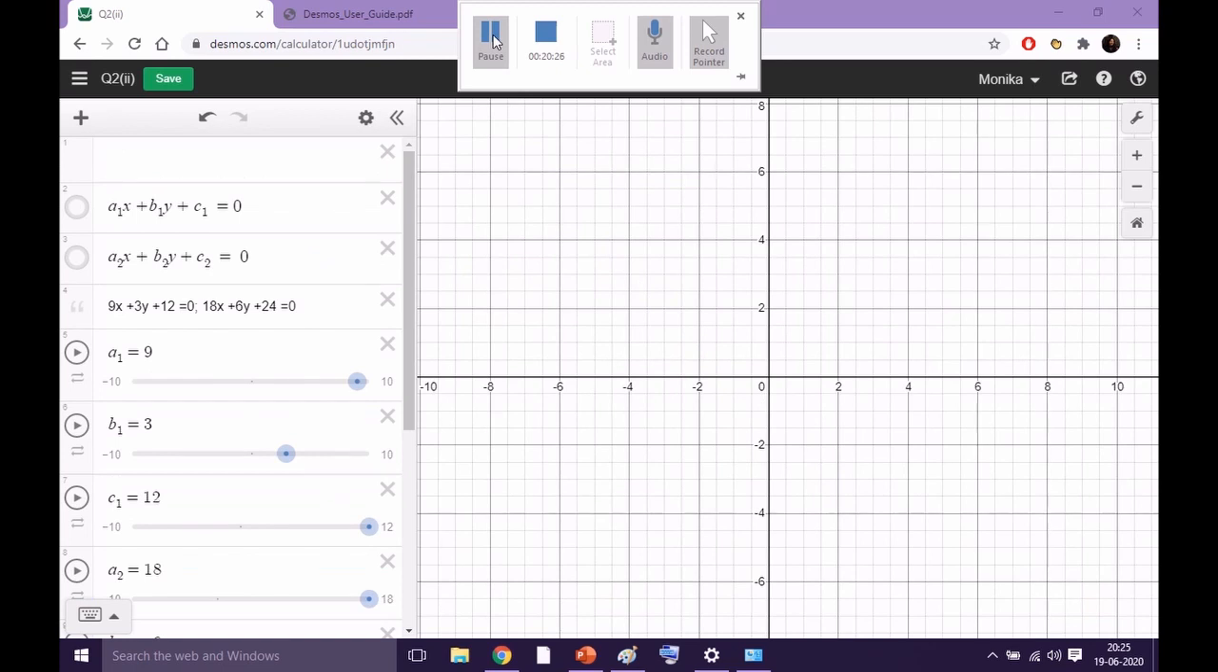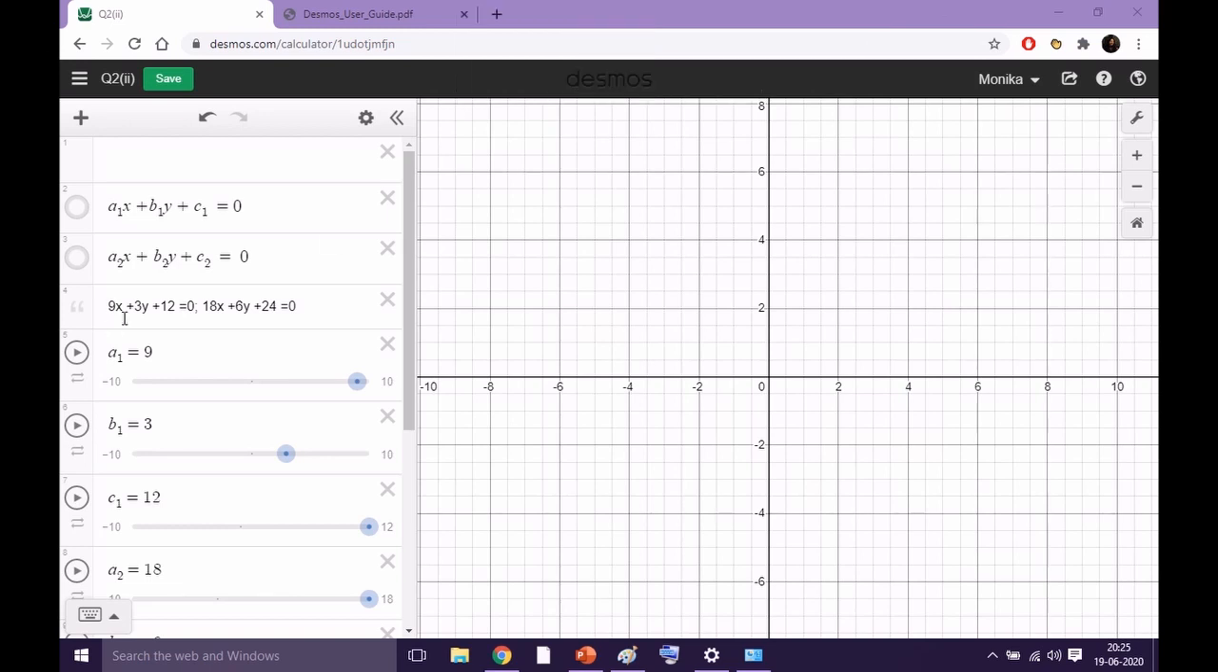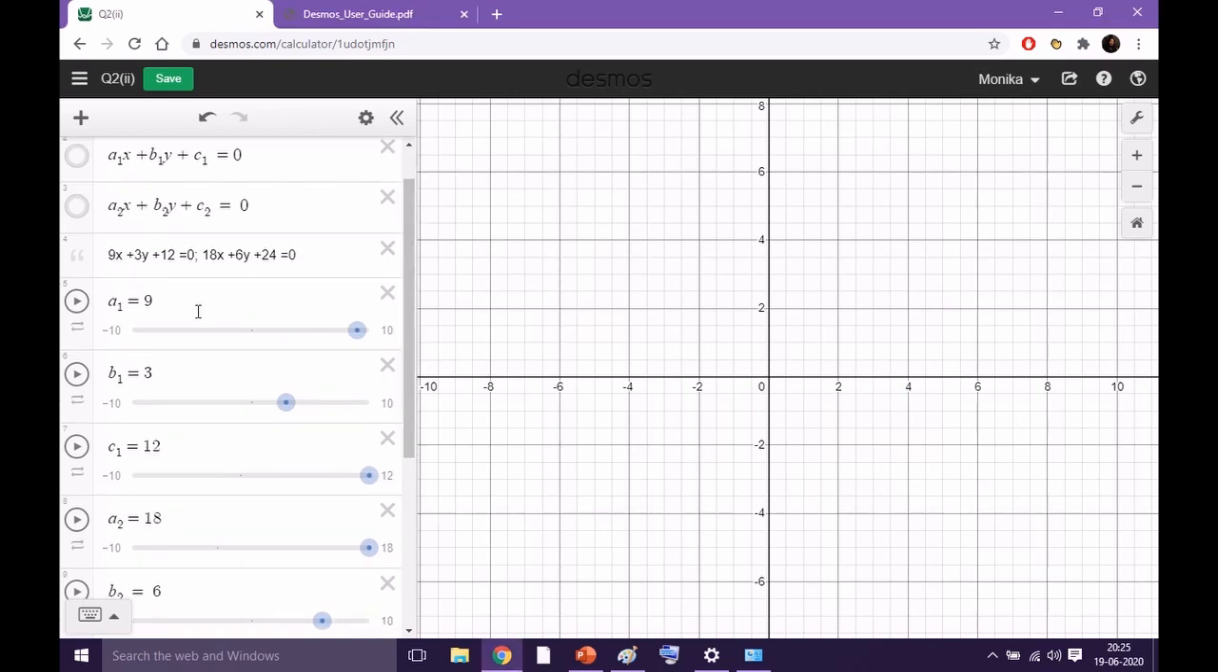We are going to do one more question of the same exercise, question 2, part 2, where the given equations are 9x plus 3y plus 12 is equal to 0, and 18x plus 6y plus 24 is equal to 0. So again here I have compared the values of A1, A2, B1, B2, C1 and C2. Here A1 is 9, B1 is 3 and C1 is 12. A2 is 18, B2 is 6 and C2 is 24.